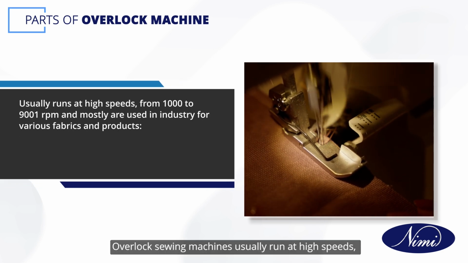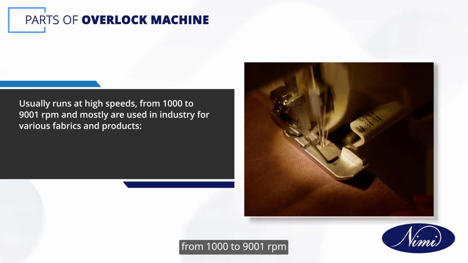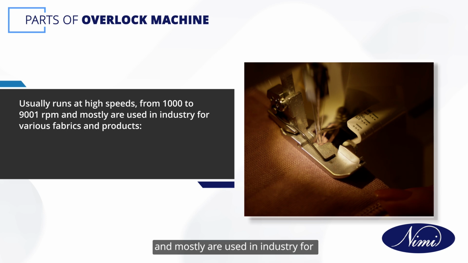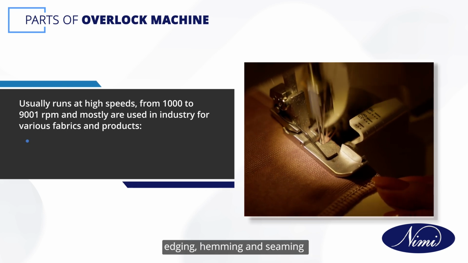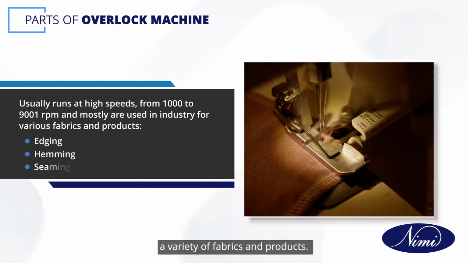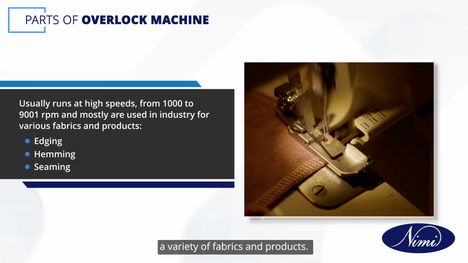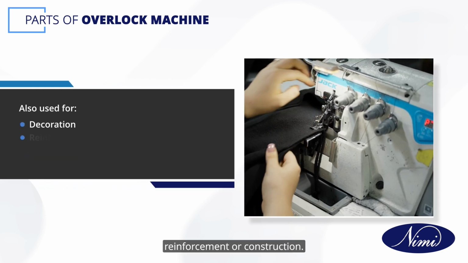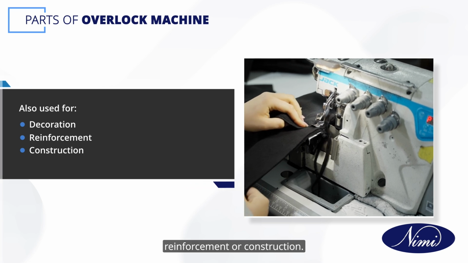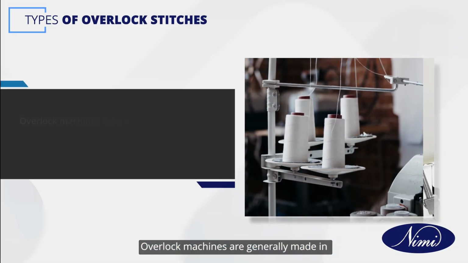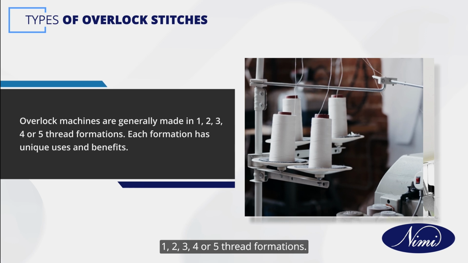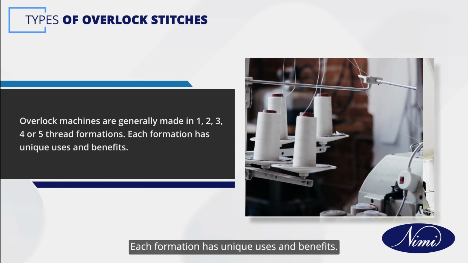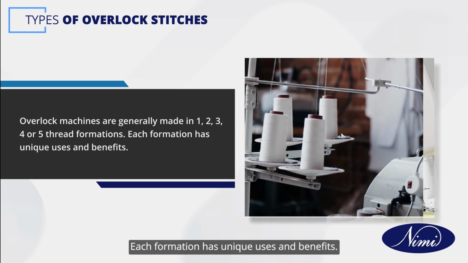Overlock sewing machines usually run at high speeds from 1000 to 9100 rpm and mostly are used in industry for edging, hemming and seaming a variety of fabrics and products. Overlock stitches are also used for decoration, reinforcement or construction. Overlock machines are generally made in 1, 2, 3, 4 or 5 thread formations. Each formation has unique uses and benefits.